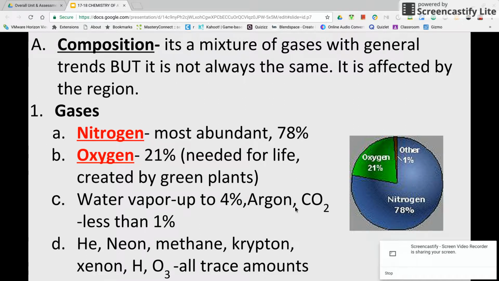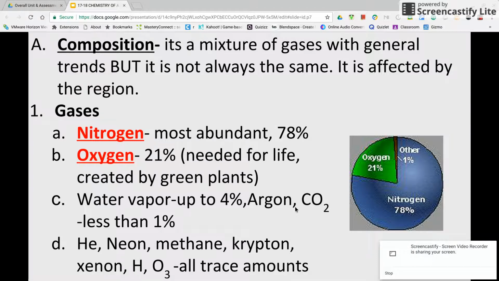Hi everyone. In this particular review video, we're going to look at the composition of our atmosphere. The word composition means what is our atmosphere made of? We tend to think of our atmosphere as being predominantly gases. And the main gas that we see in our atmosphere is actually nitrogen.